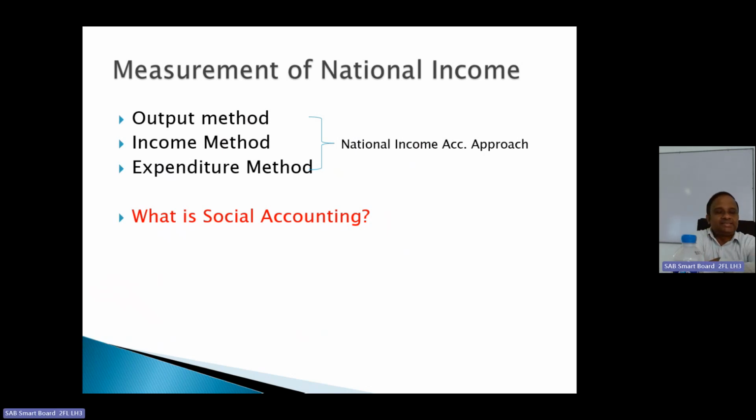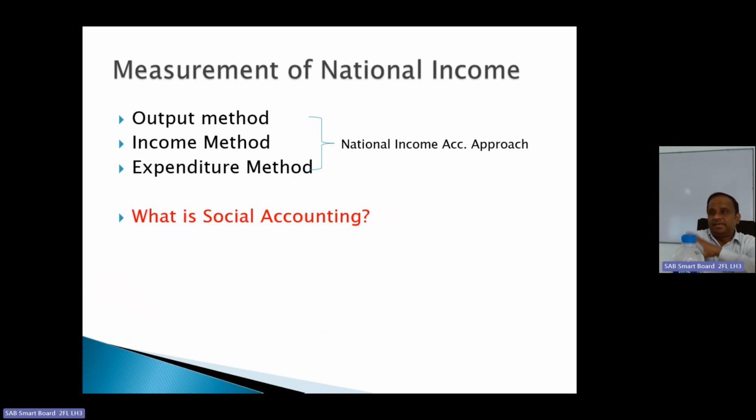We assess that based on the output method. So covering the overall economy, it basically highlights the total production in agriculture, the manufacturing sector, and the service sector. So we value all the goods and services produced. That is what the output method means: the monetary value of all the goods and services produced within the country during a given period of time.